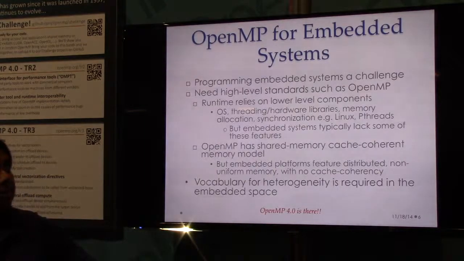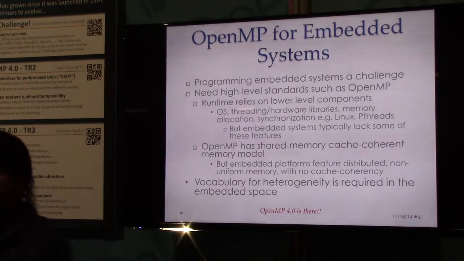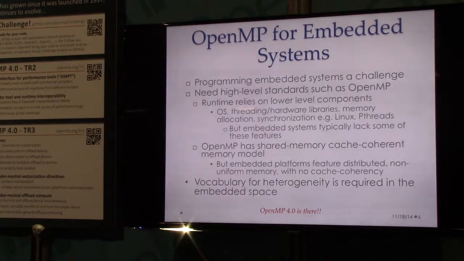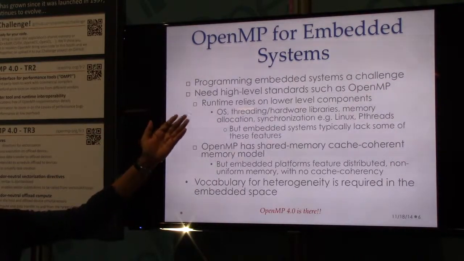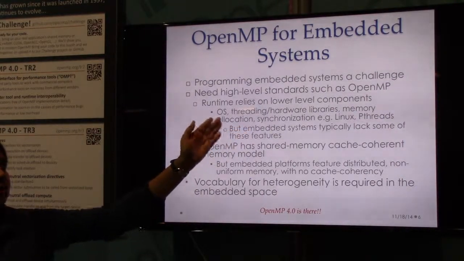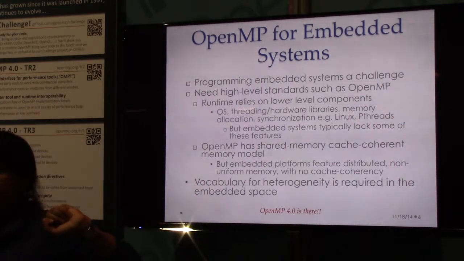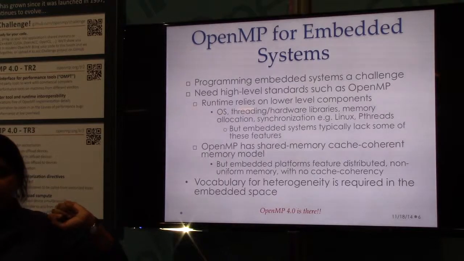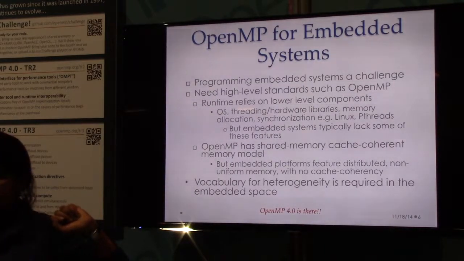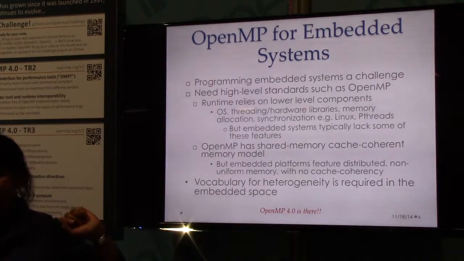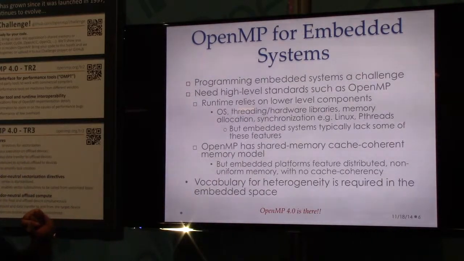So the catch is, it's there, it's working, everything looks cool. But when you come to embedded systems, there are certain things that need to be taken care of. When I say that the runtime relies on low-level components like operating systems, that's not typically the case in an embedded platform because you don't even have an OS. So you're at a level where you don't have an operating system, and a typical OpenMP implementation cannot go beyond a certain level. So how do you really tackle that kind of problem?